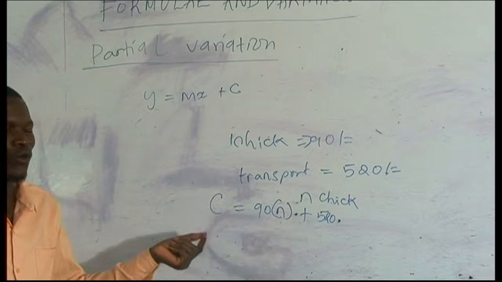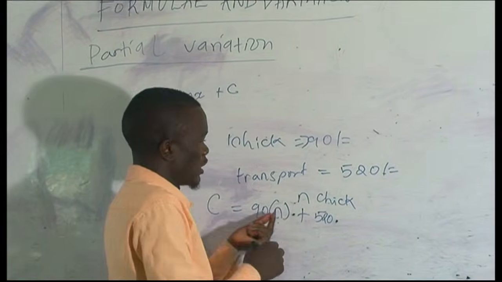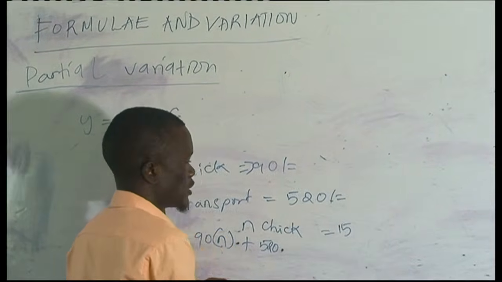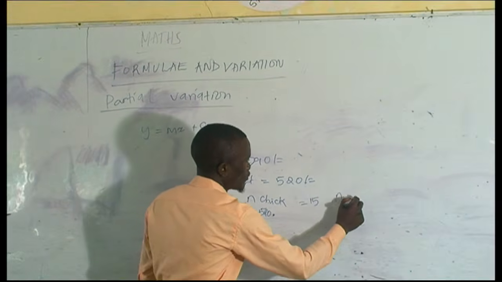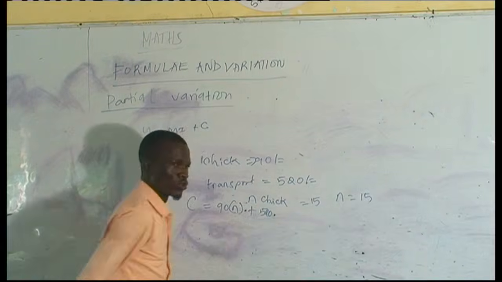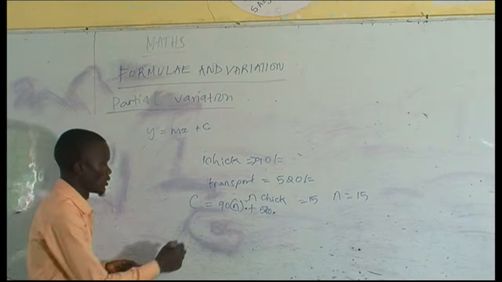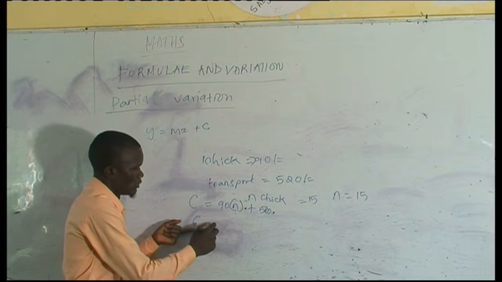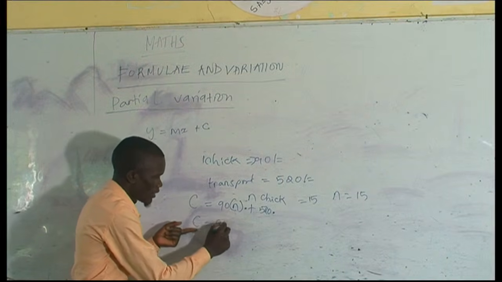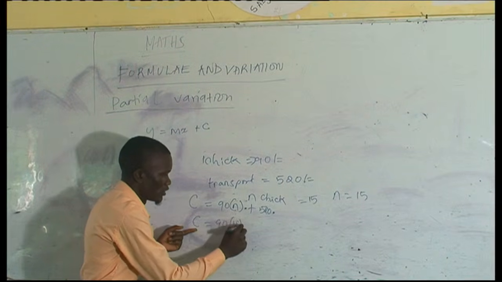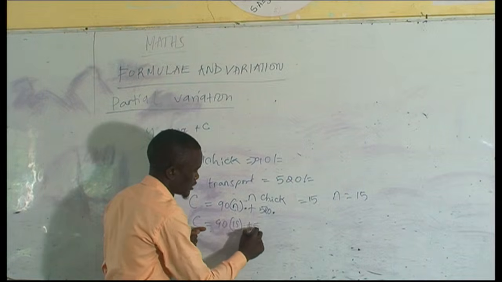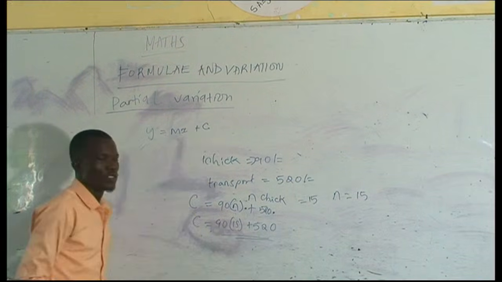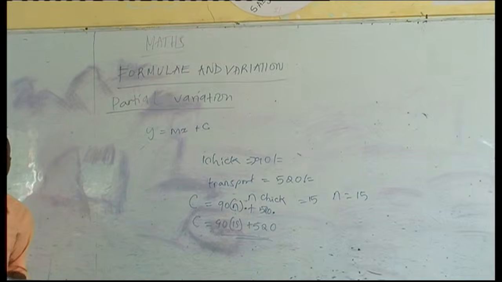Now suppose the number of chicks bought was 15, meaning our n is equal to 15. What is the total cost? The total cost C is equal to 90 multiplied by 15 plus 520. What you get there in the computation becomes your total cost of buying the chicks.